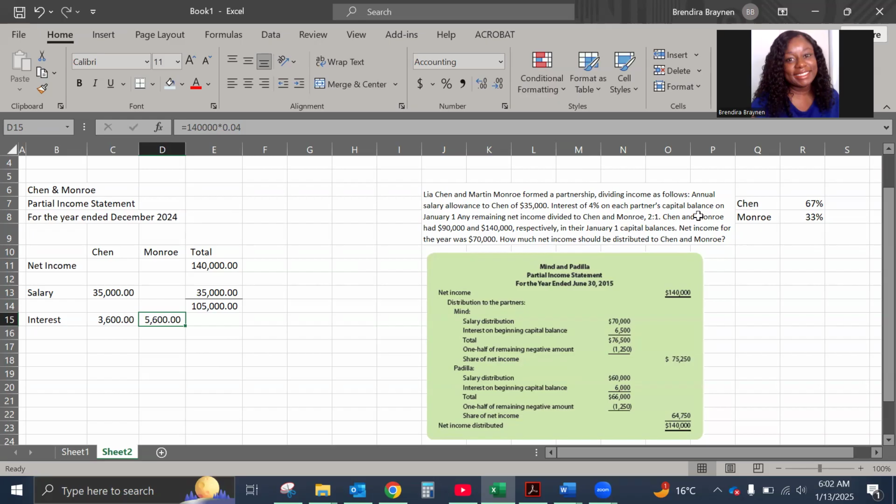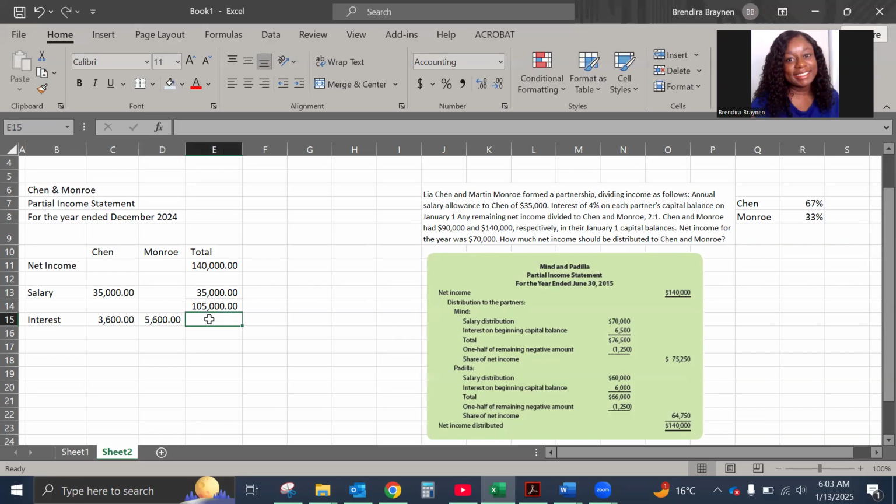Sometimes it says capital, sometimes it says average capital, but you have to make sure you're doing what it says. If it says average, then the average is going to be the sum of two numbers divided by 2, and then you calculate 4% on that amount. But because it doesn't say average, it only gives us the balance at that time. It doesn't give us two balances for Chen or two balances for Monroe. I'm not looking for an average.